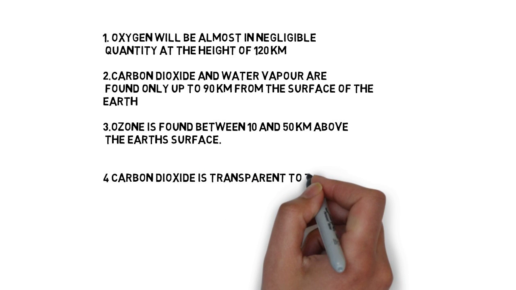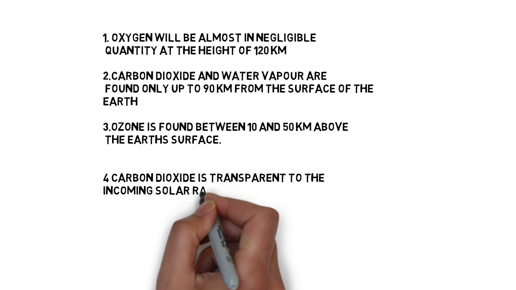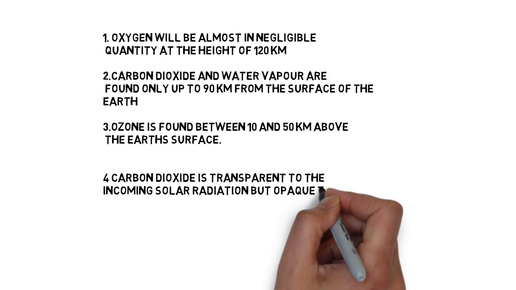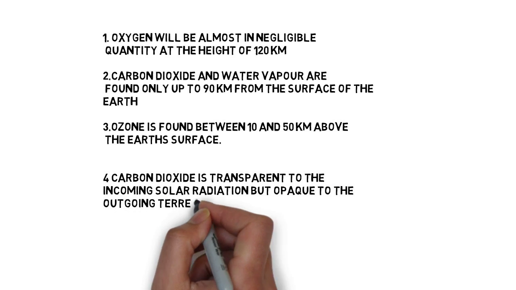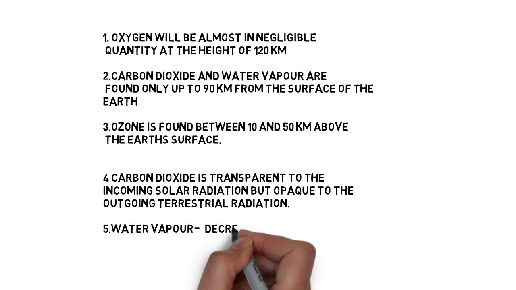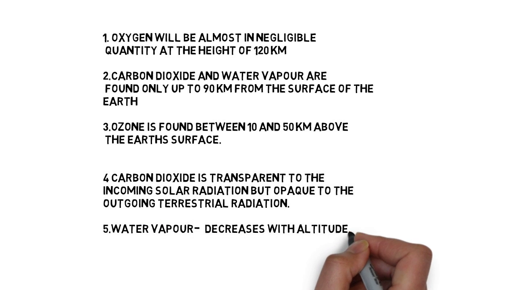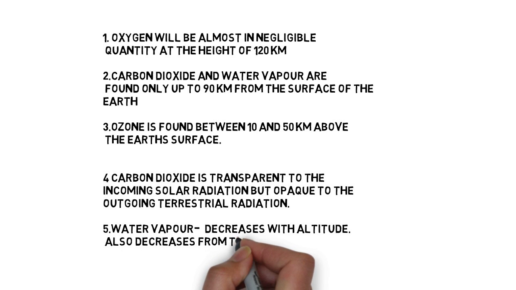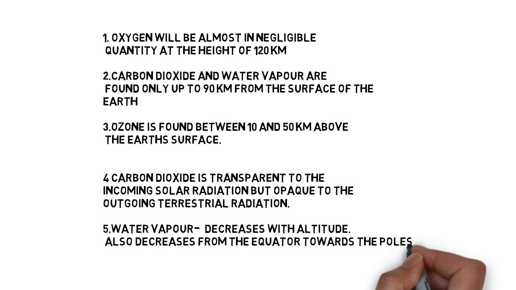Fourth, carbon dioxide is transparent to the incoming solar radiation but opaque to the outgoing terrestrial radiation, and for this reason carbon dioxide is called a greenhouse gas because it traps the radiation which radiates from the heated earth.